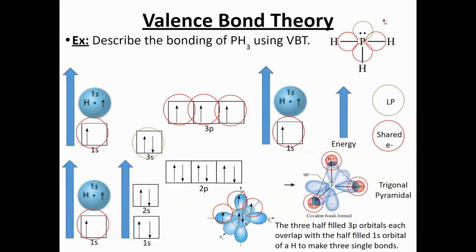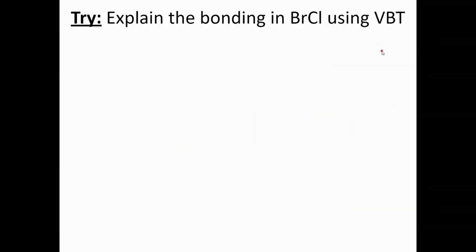You also have to be able to explain the lone pair. The lone pair on the phosphorus comes from these 3s electrons, which are part of the valence shell on the phosphorus. Notice that our energy level diagrams match our Lewis structure. You can do that for a variety of different molecules, and you should be able to draw it out as well.